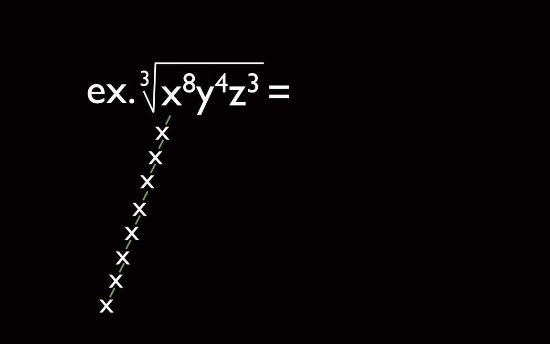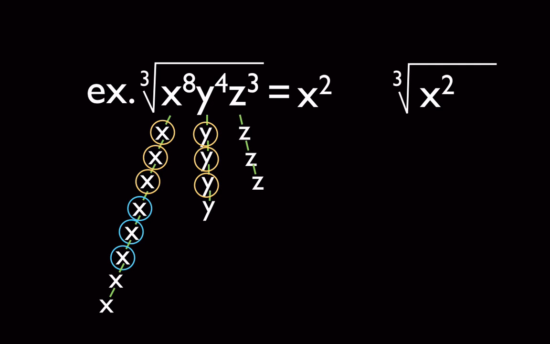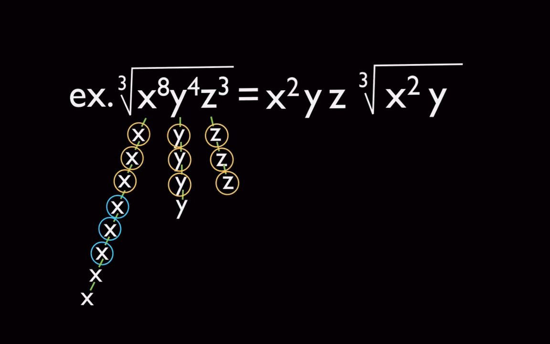Okay, so now we're going to go ahead and write it out. Again, we're looking for 2 sets of 3, with 2 left over inside. 1 set of 3 y's with 1 left over inside, and 1 set of 3 z's with nothing left inside.